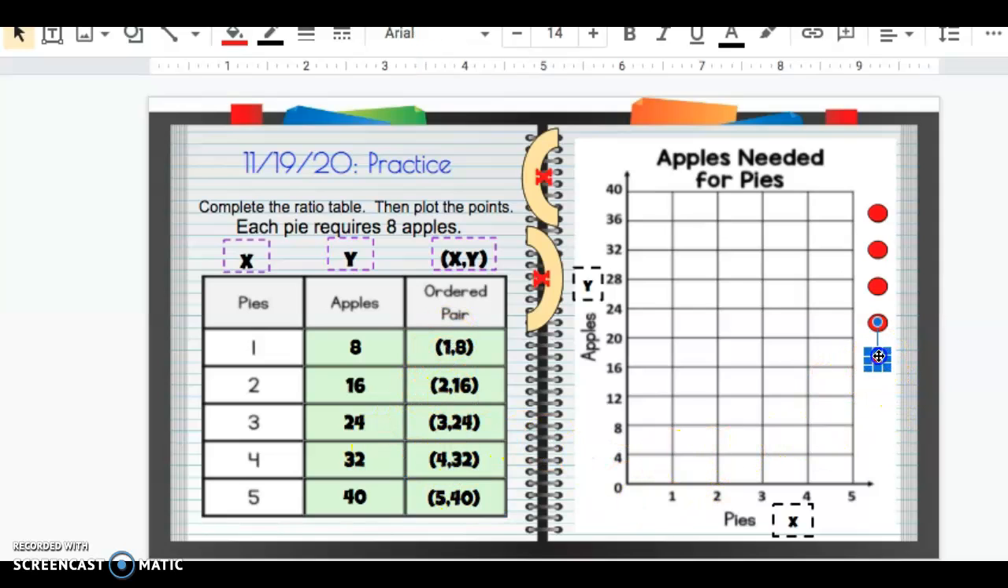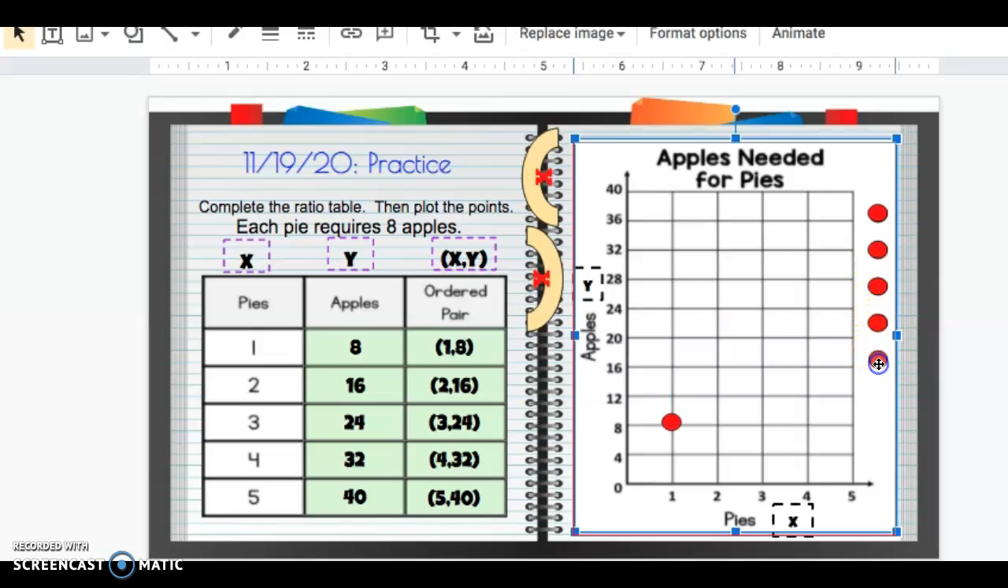We start at our point of origin. So I start at 0. I walk on my X. So I walk on my X to 1. And I fly to my Y, which is 8. Okay, let's do it again.